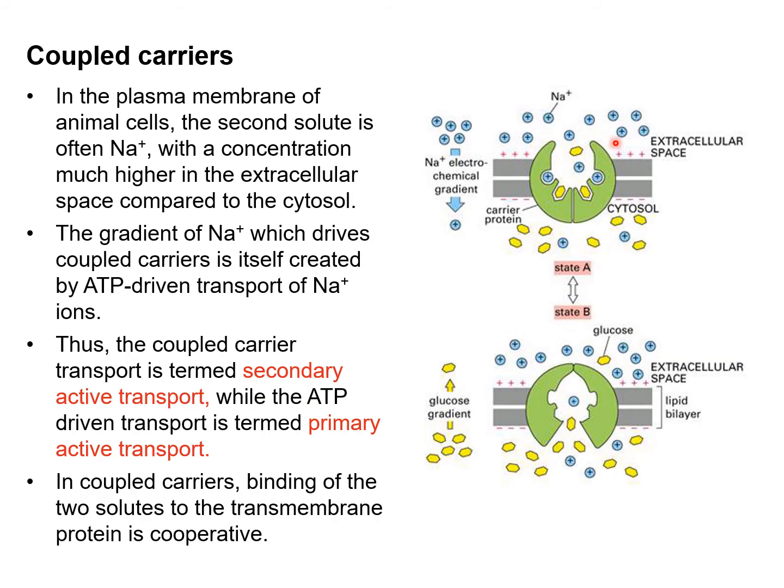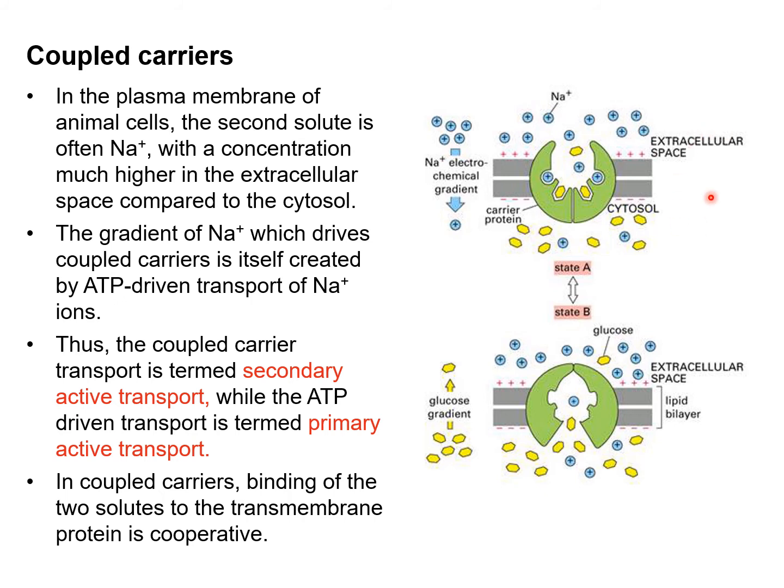In the plasma membrane of animal cells, the second solute for the coupled carriers is often sodium ion, with a concentration much higher in the extracellular space compared to the cytosol. An example you're looking at here is the glucose carrier, which uses the sodium ion as well as glucose to push glucose into the inside of the cell. So it's a symporter. And the gradient of this sodium ion, which drives the coupled carriers here, is itself created by the ATP-driven transport of sodium ions.